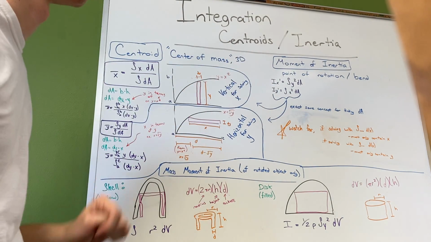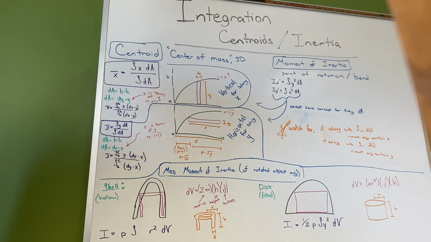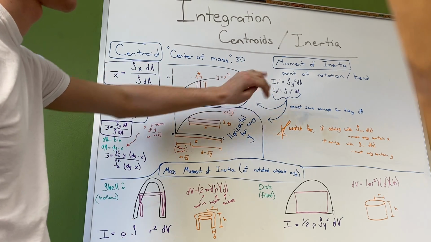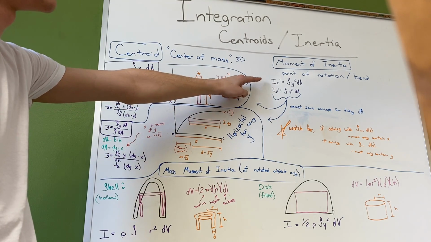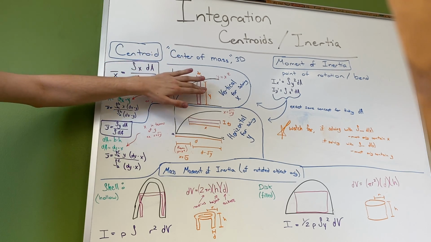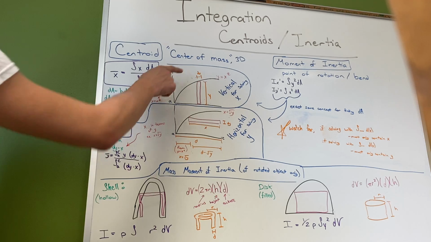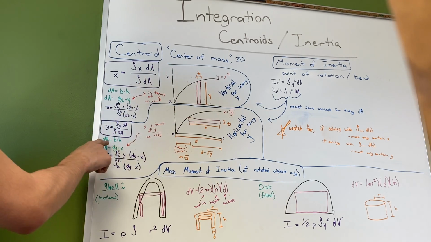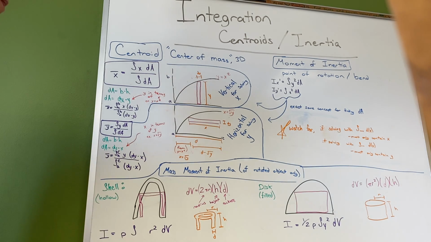Then for moment of inertia, it's your point of rotation or your point of bending. You're doing the exact same thing that we just did over here, except now it's with y squared and x squared, and there's nothing on the bottom. But you're doing the exact same thing to get your dA. You're doing your base times your height of your rectangle. You're cutting it in sections. You have your dy, your dx, and you're doing the same thing. It's the exact same process for moment of inertia, just a different equation.